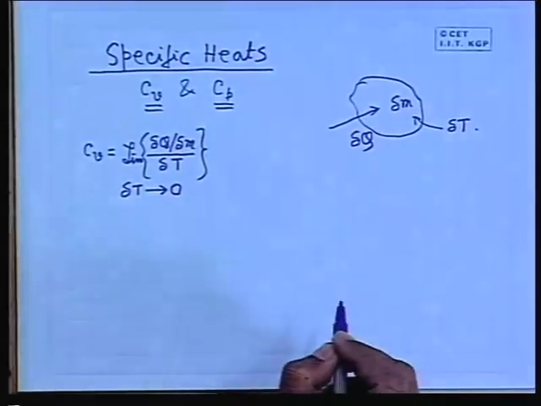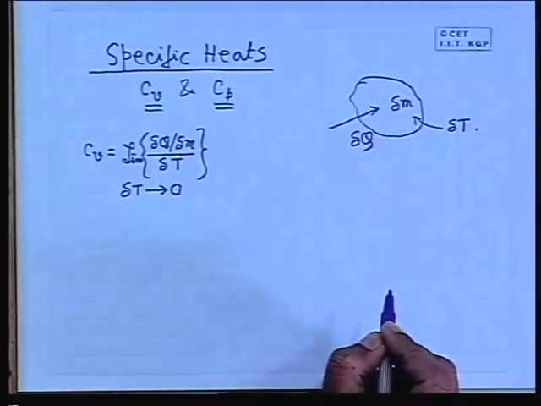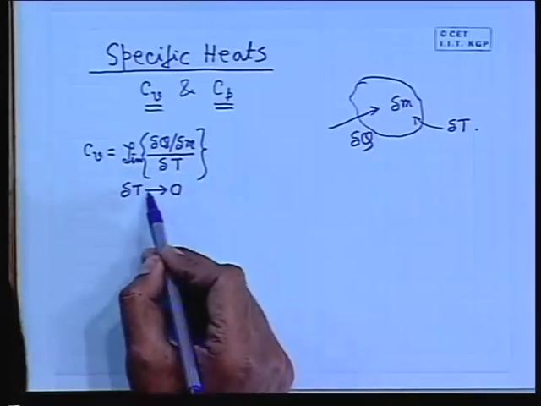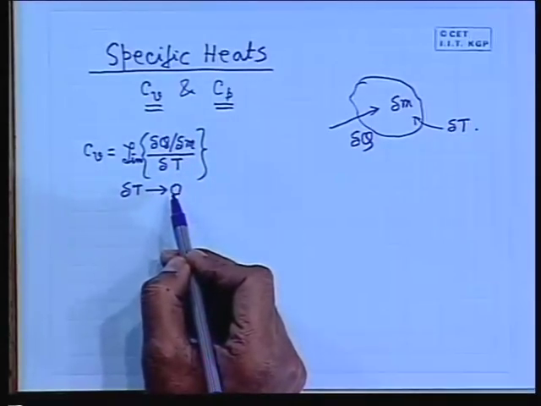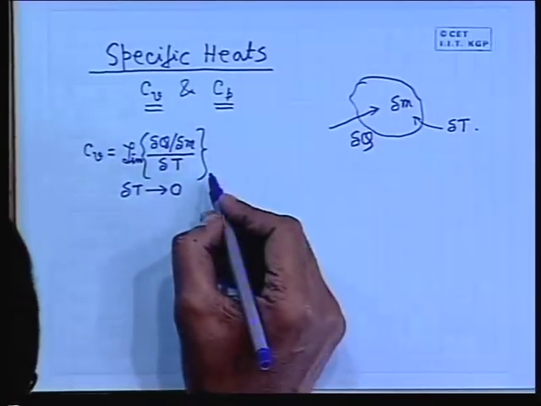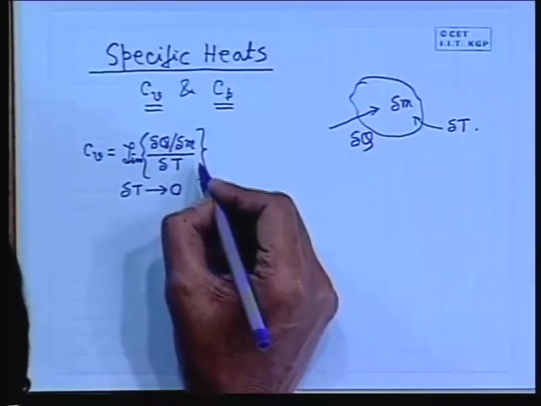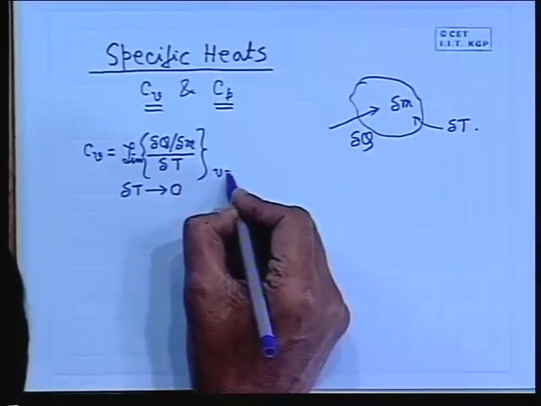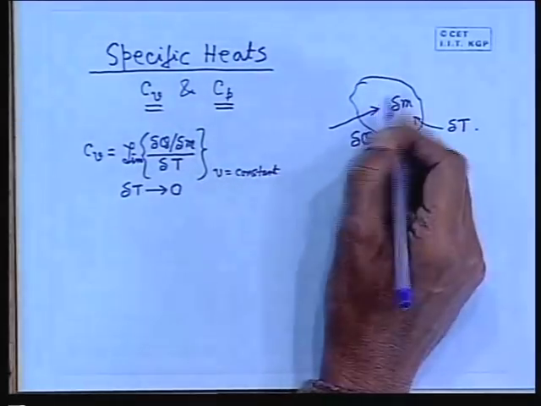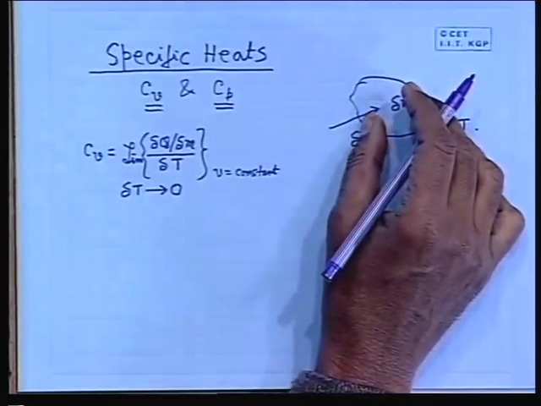Am I right? In the definition of specific heat at constant volume, it is the amount of heat transfer per unit mass per unit temperature difference as delta T tends to 0. So this is the basic definition of specific heat at constant volume, provided this is done at constant volume, V equal to constant. That means heat has to be added at constant volume of the system.